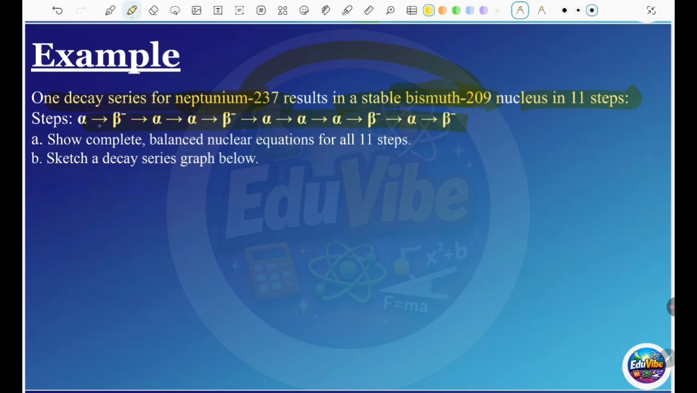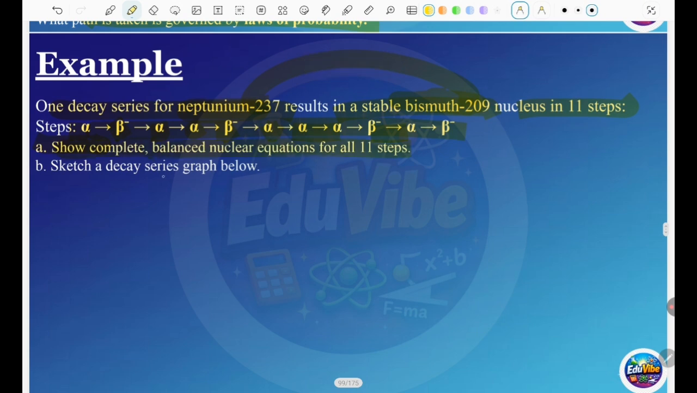These are the steps. They go with alpha, beta negative, alpha, alpha, beta negative, and then it goes on. Show and complete the balanced nuclear equations for all 11 steps and sketch the decay series graph below. So you have to make the graph also. And firstly, you have to do the equations that reach to that point.